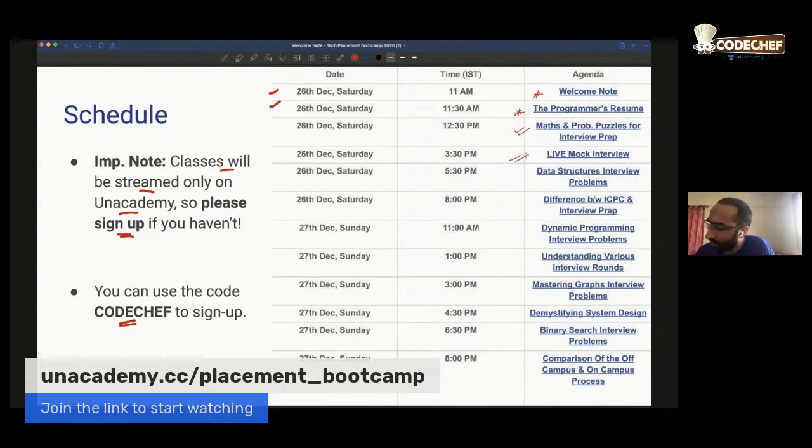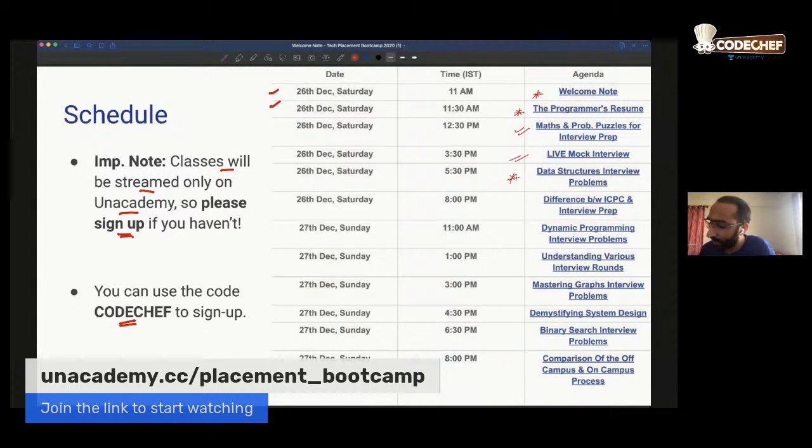Then we'll have a session on data structures. Once again, I think this is a very favorite topic for many interviewers. You might have already seen some very interesting problems on, say, linked lists, heaps, and other fundamental data structures. Data structures is a topic which is core to a computer science background. Therefore, I think it's a very sought after topic for most interviewers. So do check it out.